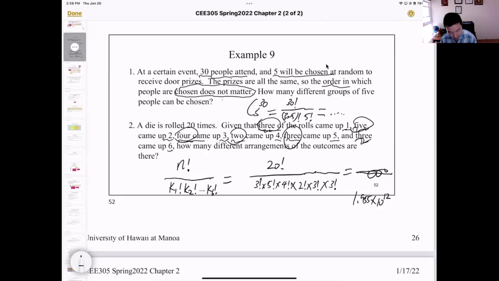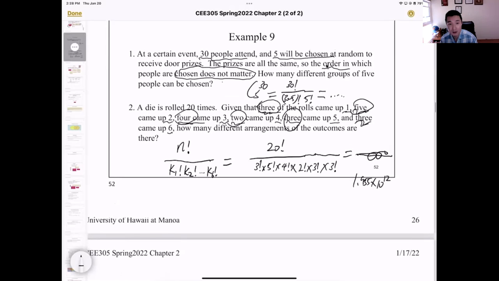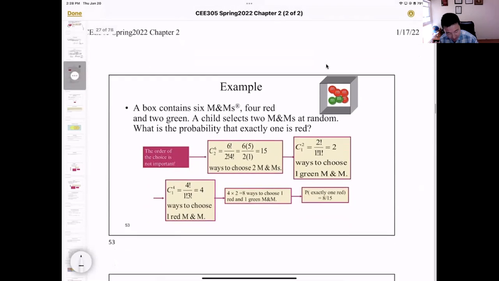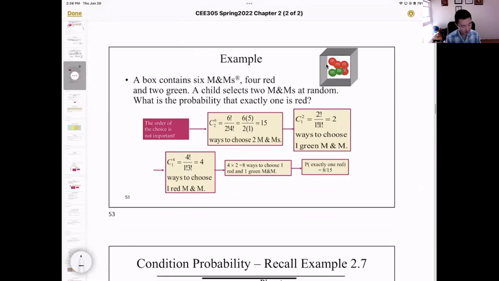Great. Any questions or comments before we look at the next question?